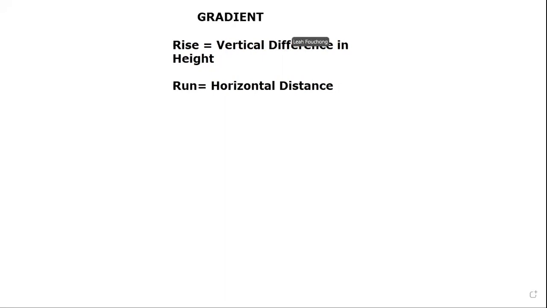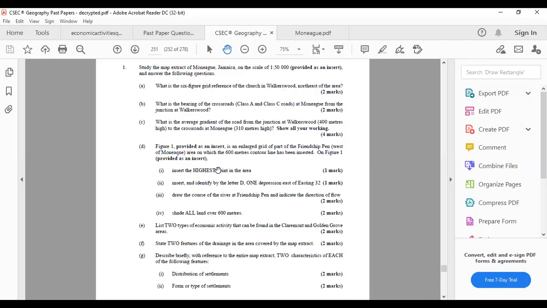So the question is stating, one second. The question is stating, what is the average gradient of the road from the junction at Walker's Wood, 400 meters in height, to the crossroad at Monique, 300 meters in height? What is nice is that they already gave you all the height, so you don't have to find it.